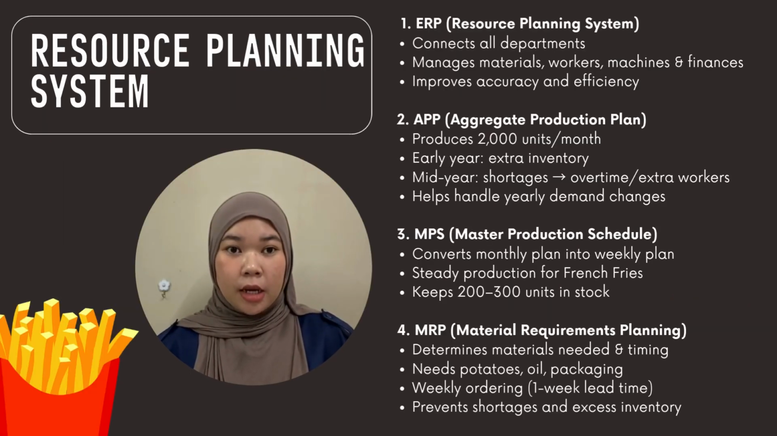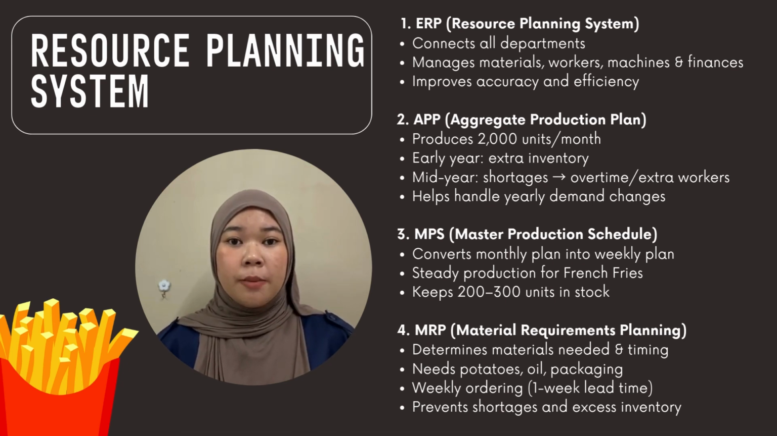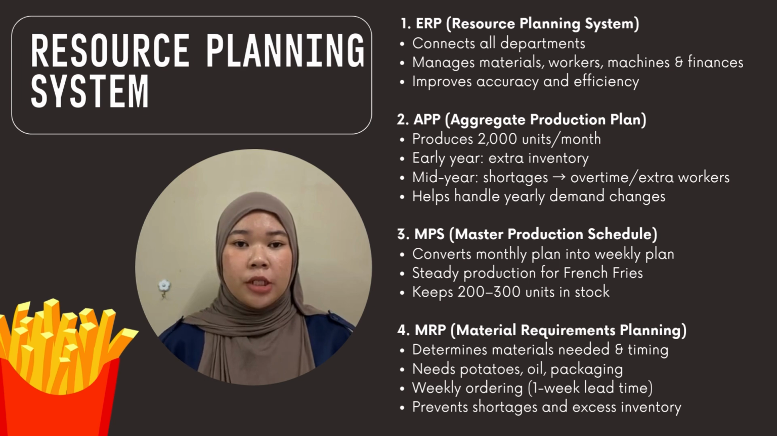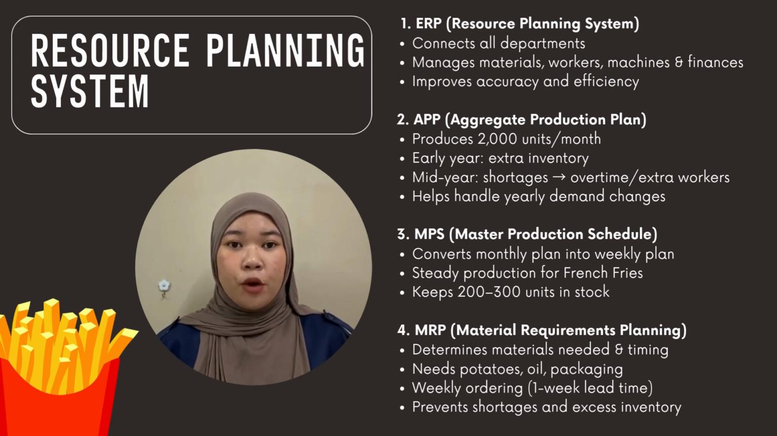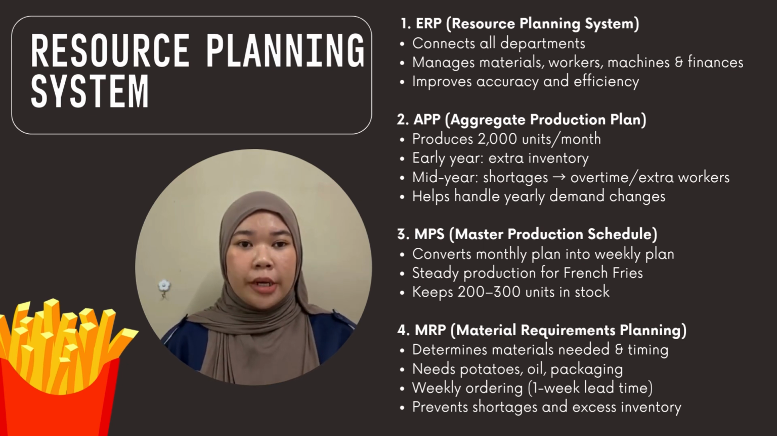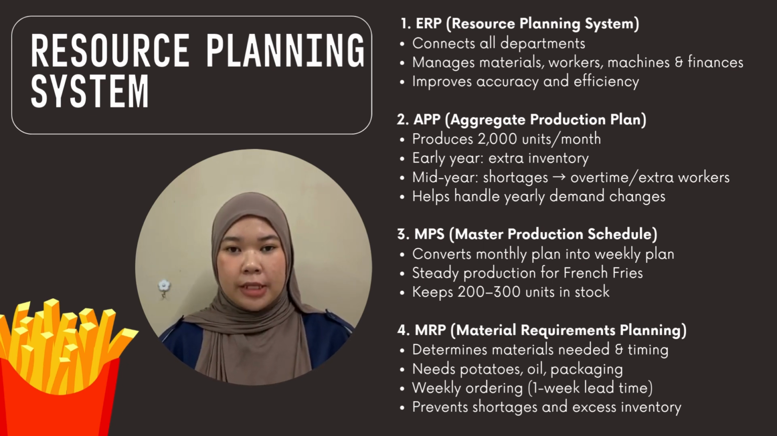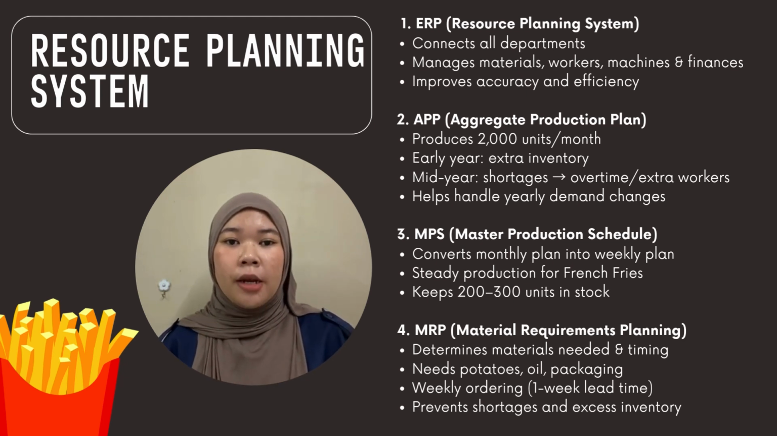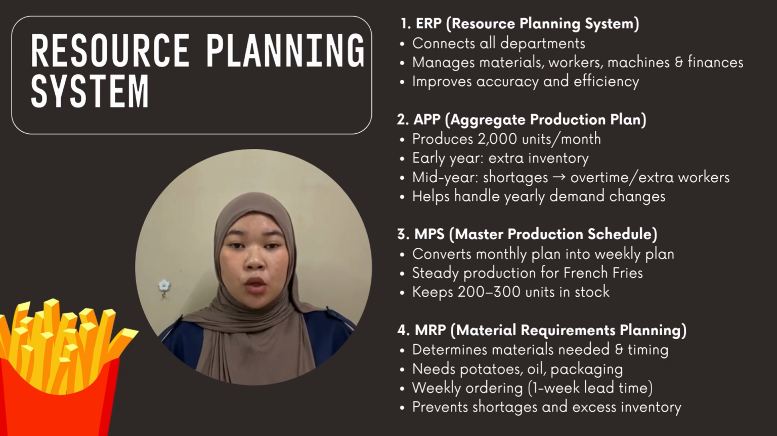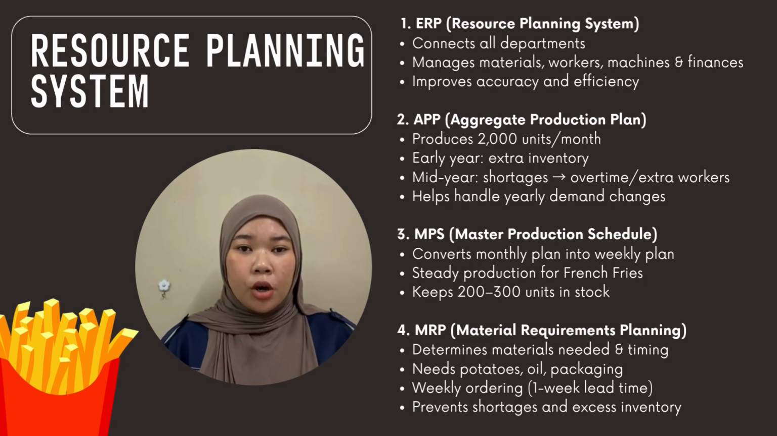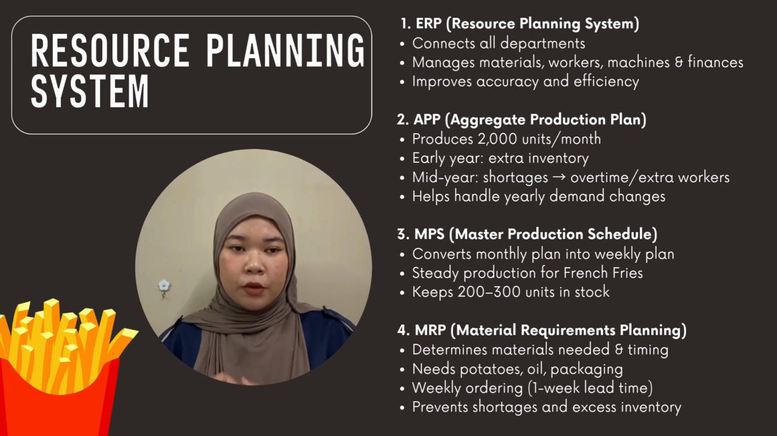Assalamualaikum, I am Nur Anis Ilyana and today I will explain the resource planning system, the aggregate production plan, the master production schedule and the material requirement planning for McDonald's Malaysia. First, the resource planning system (ERP) connects all departments in the company. It helps McDonald's manage material, workers, machines and money more efficiently. Next, the aggregate production plan (APP) uses a level strategy, producing 2,000 units every month. Early in the year, production is higher than demand. So extra onward, demand becomes higher and McDonald's may use overtime or temporary workers to avoid shortage.